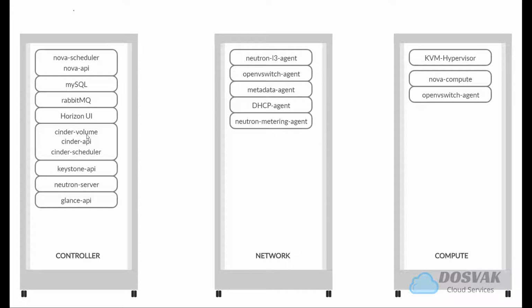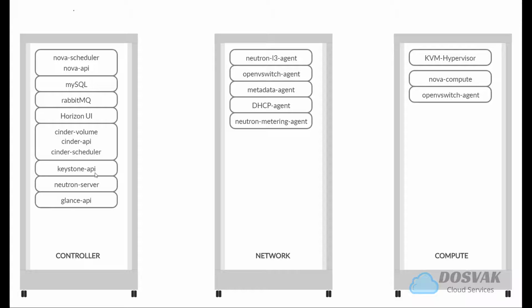The Cinder volume service is responsible for providing the storage backend, which could be LVM, Ceph storage, or any other kind of distributed storage. The Cinder API is available to all the compute nodes to make use of the storage volumes, and the Cinder scheduler is responsible for scheduling the Cinder storage volume creation operations.